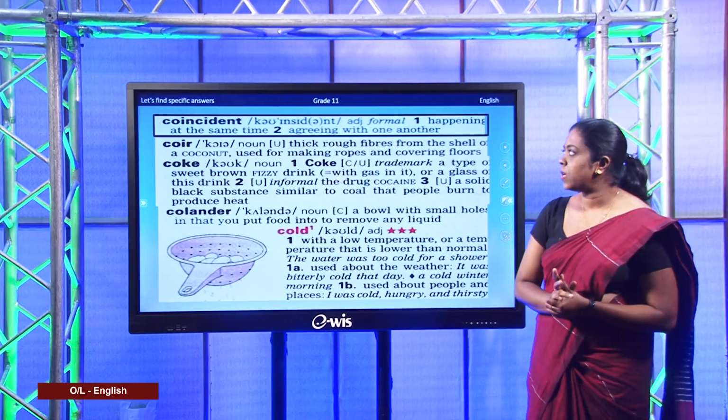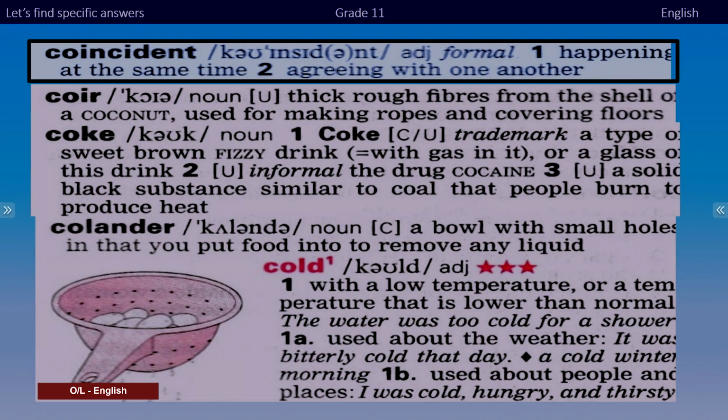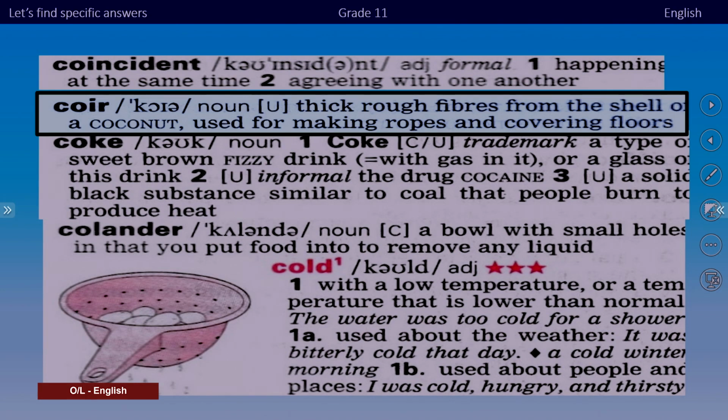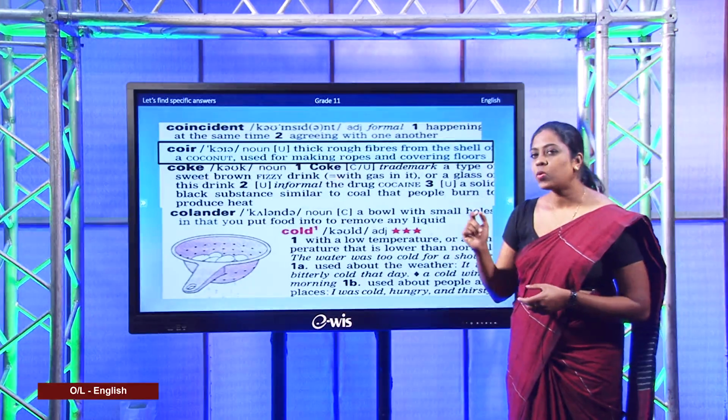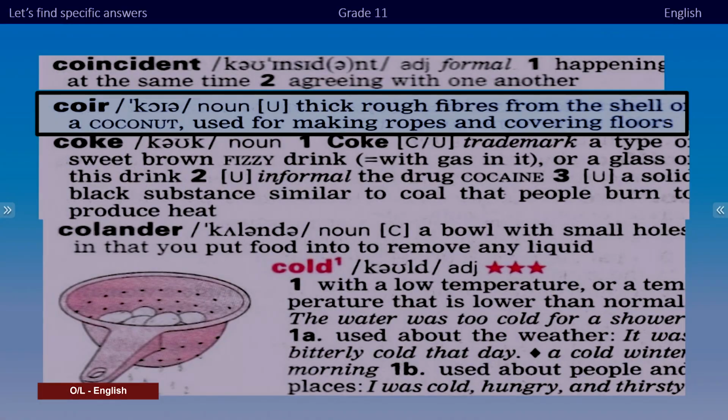The first one, the meaning of the word coincident. Happening at the same time or agreeing with one another. So this is how simply you find the meaning of that word. The second question, you were asked to find a word which means thick, rough fiber from the shell of a coconut used for making ropes and covering floors. That is what the dictionary says. So what is the word? It's coir.